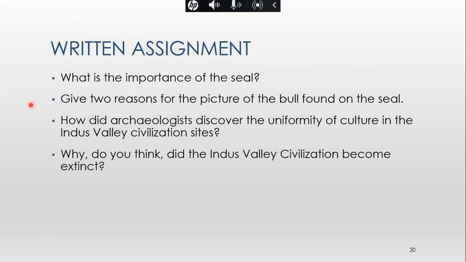So the written assignment for this week is: What is the importance of the seal? Give 2 reasons for the picture of the bull found on the seal. How did archaeologists discover the uniformity of culture in the Indus Valley civilization sites? Why do you think the Indus Valley civilization became extinct?